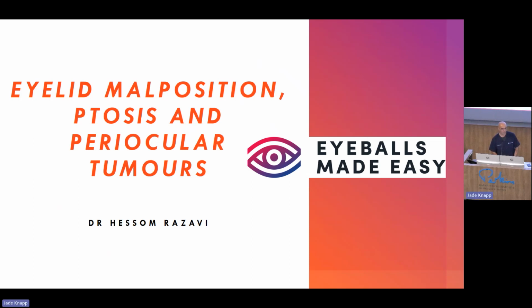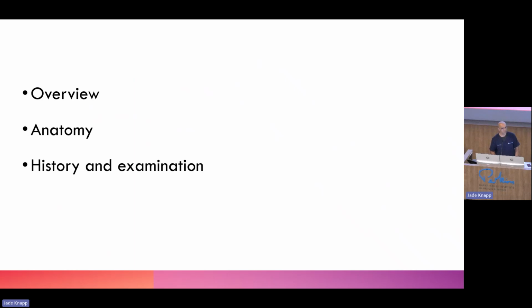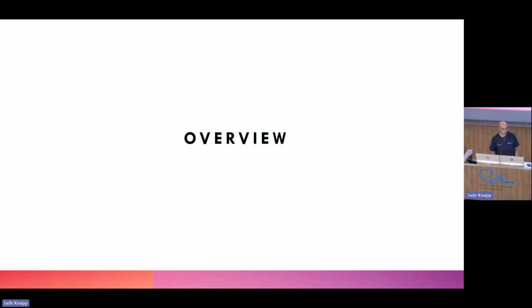Okay, let's talk about lid malposition, abnormally positioned eyelids, ptosis, droopy eyelids, and lumps and bumps around the eyelids. Lid malposition and ptosis, ptosis you can think of as a kind of lid malposition, but I'll separate it for reasons that you'll see. So we'll do an overview today, talk about some anatomy, go through history and examination for eyelids specifically, and then get into the causes of lid pathology itself that we'd like you guys to know about.